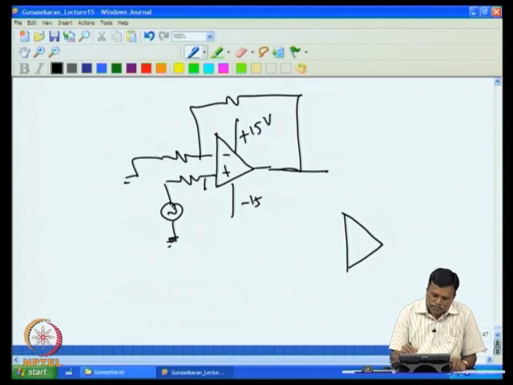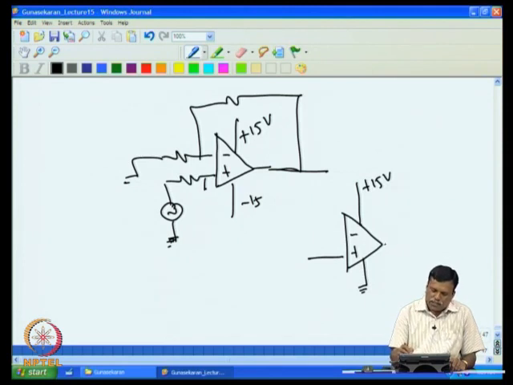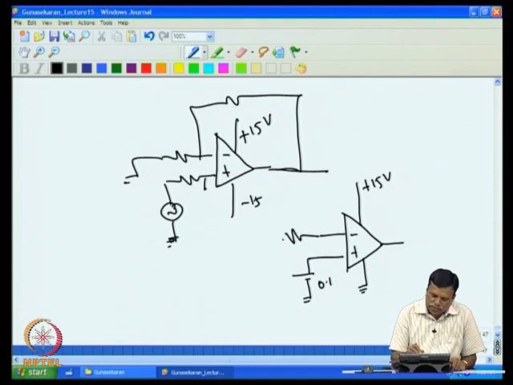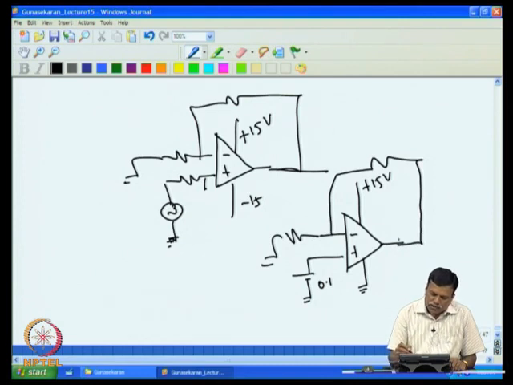That is, if we have a single supply like this, then I give the plus 15 and the minus voltage I connect to ground. Then the operational amplifier has to work in single supply mode. We have to make sure of the input levels. For example, in this case, suppose I give an input of 0.1 volt to a 741, and I want to amplify by a factor of 2, then I will have here R and R, so the gain is 2. So you would expect 0.2 volt at the output.